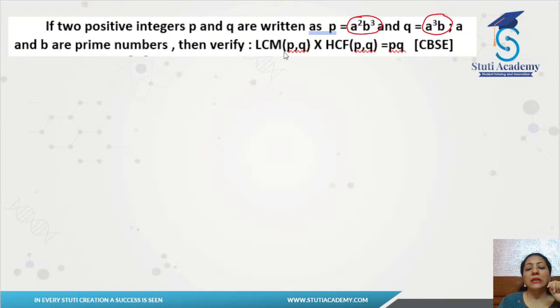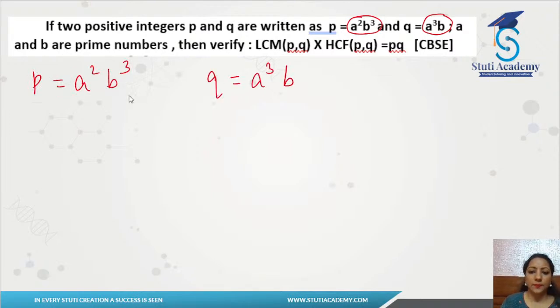We have to verify that LCM of these two numbers multiplied by HCF of these two numbers is same as the product of the numbers. So please notice this is one of the CBSE questions. So I'm writing here P is a square into b cube and Q is a cube into b.